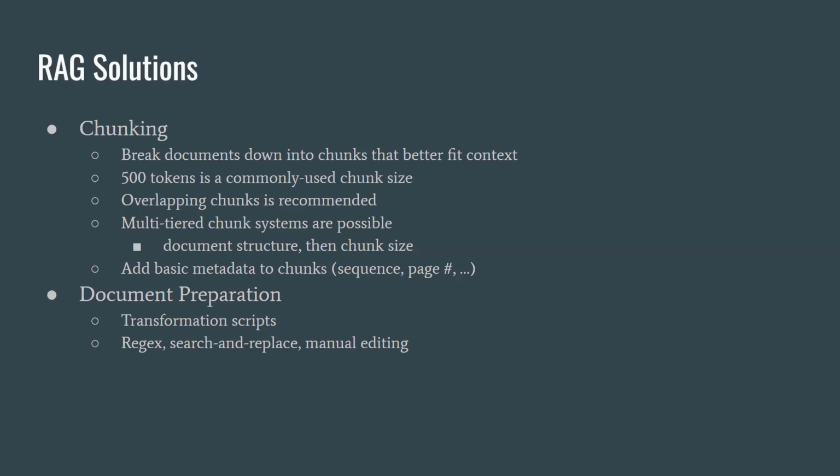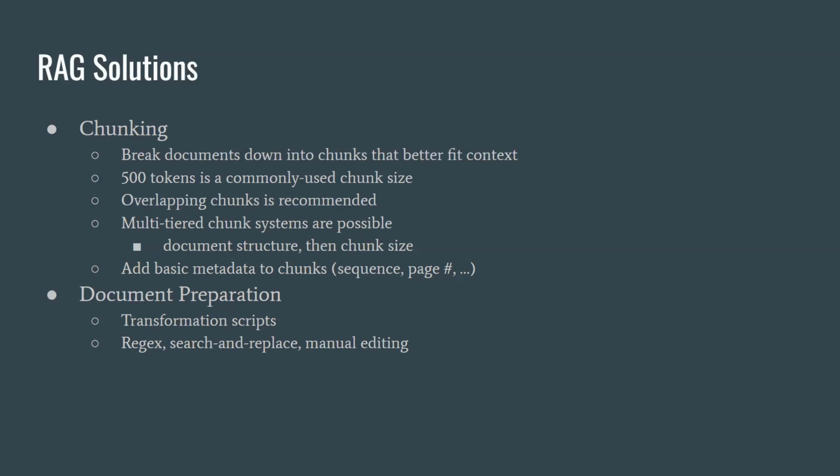The approach that I've landed on is a multi-tiered approach to chunking. So I start by splitting the document according to its internal structure, right? Section headings, stuff like that. And then within those pieces, break that down into the chunk size that the model wants, 500 tokens or so.